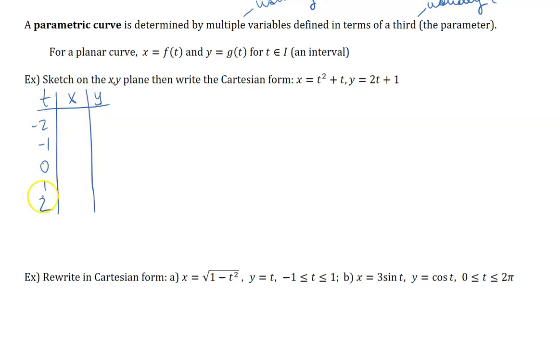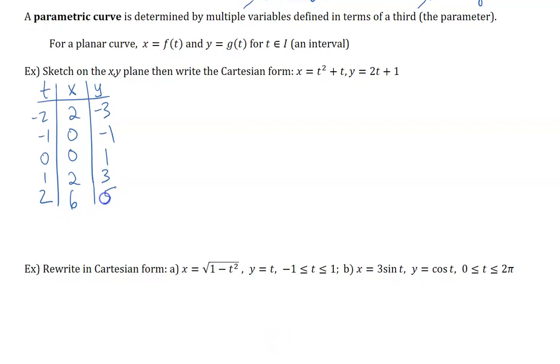Plugging these into these functions, when t is -2, x is 2, y is -3. At -1, x is 0 and y is -1. At 0, x is 0, y is +1. At t equals 1, x is 2, and y is 3. And then at t equals 2, x is 6, and y equals 5.